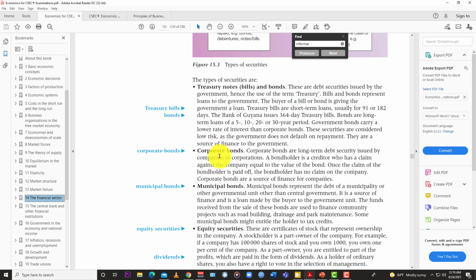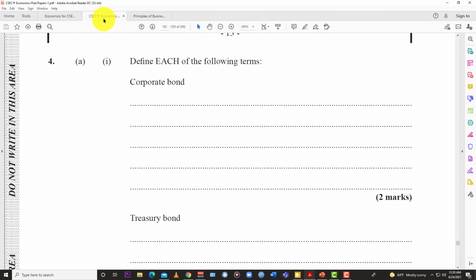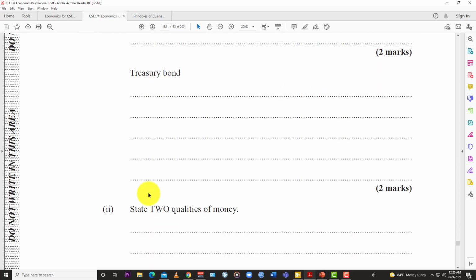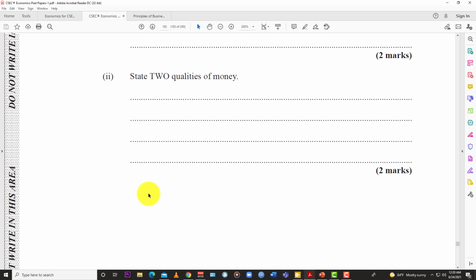Then you have the corporate version of it, corporate bonds. Corporate bonds are long-term debt security issued by companies or corporations. A bondholder is a creditor who has claims against the company equal to the value of the bond. Once the claim of the bondholder is paid off, the bondholder has no claim on the company. So that's the corporate bond. Same thing with the government bond, the treasury bills. So you define those two, you get your easy 2 marks for each one, 4 marks total.